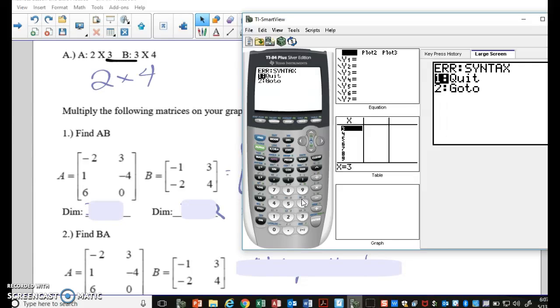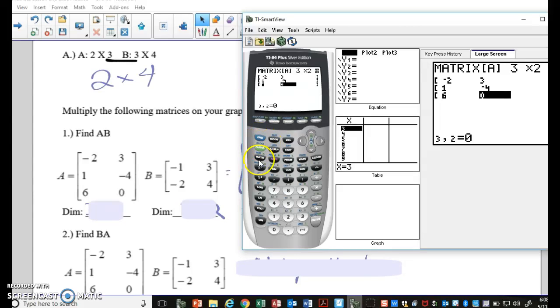-2. Oops, what did I do? I'm glad I made this error because this is probably an error a lot of you will make. Is this a negative sign right here? I was typing it on my computer and it's actually a subtraction sign. You really want to make sure that you're using that negative sign. So -2, 3, 1, -4, 6, 0. Then that's your matrix A. So you're done with that.